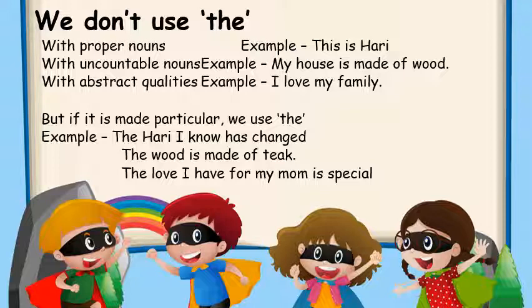Third one, the love I have for my mom is special. So the love. Here it is an abstract quality only, but you are making it particular. You're making it special. The love I have for my family is special. So when it is made particular or special, we use the. Otherwise, we don't use the with proper nouns, uncountable nouns, or abstract qualities.